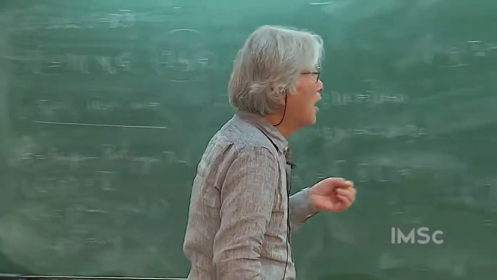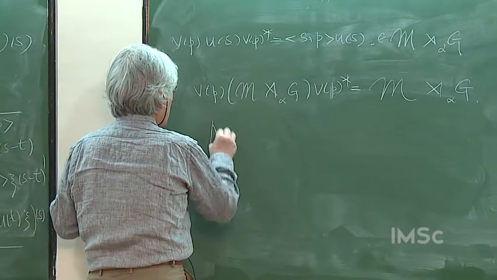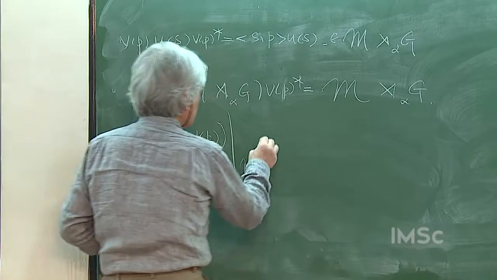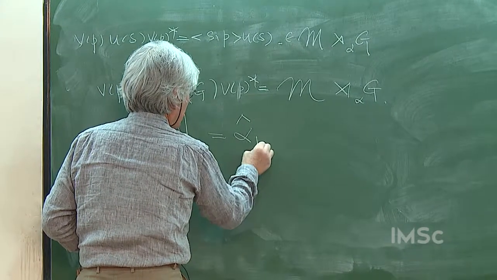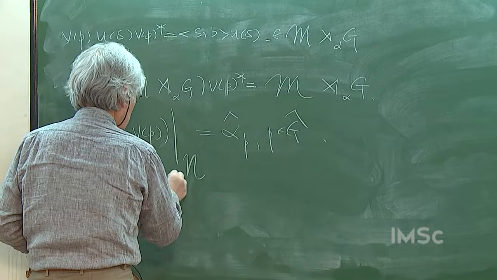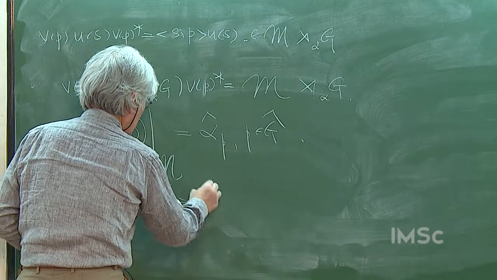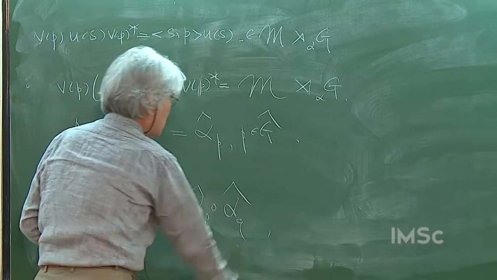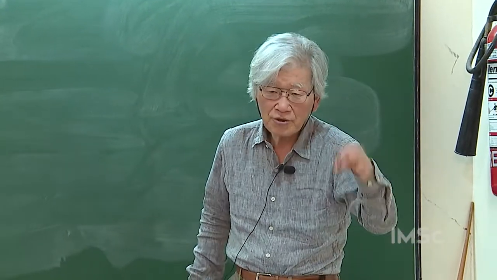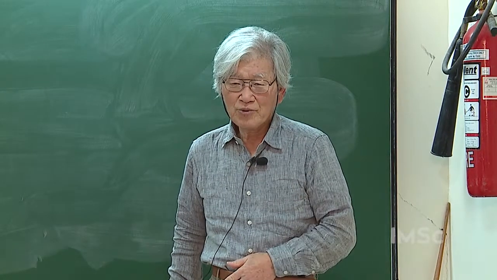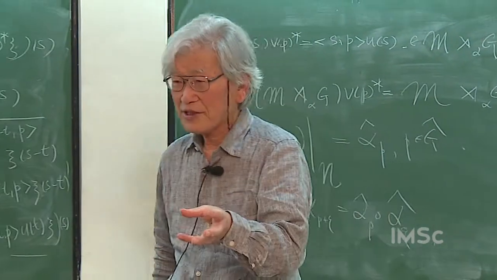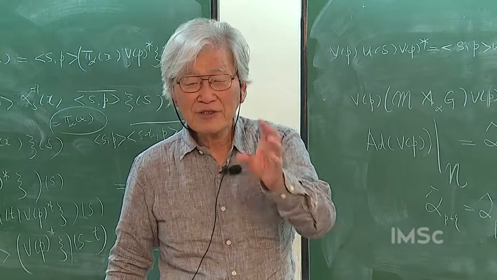So, Vp restricted to this cross product, we call this alpha hat of p, as p runs over G hat. And it is obvious that alpha hat of p plus q equals alpha hat p following alpha hat q. And that means a dual group acts on the cross product in a very special way. It is leaving the original algebra elements invariant, fixed, and another set of generators moves by scalar.